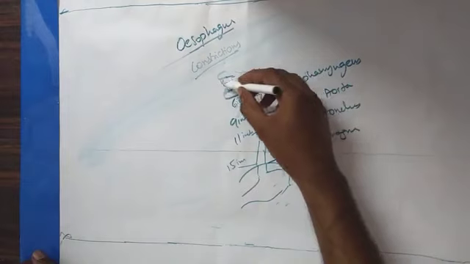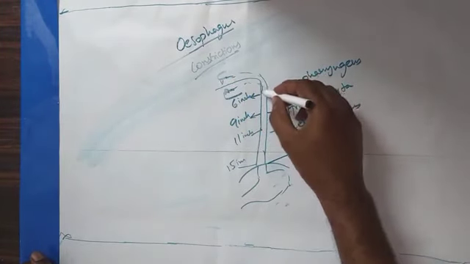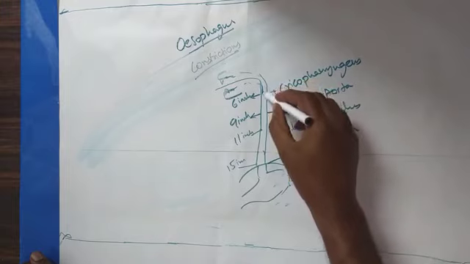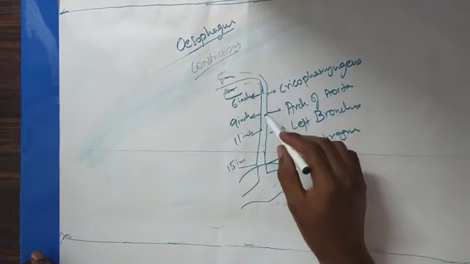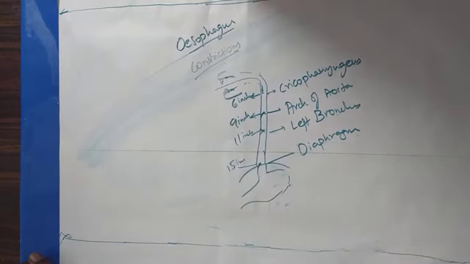Whenever you're passing a scope through this, you'll be finding a somewhat narrowed part at 6 inches, that is formed by the cricopharyngeus. Again at 9 inches formed by the arch of aorta, and again at 11 inches formed by your left bronchus, and 15 inches formed by the diaphragm.